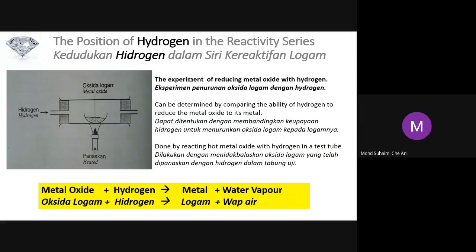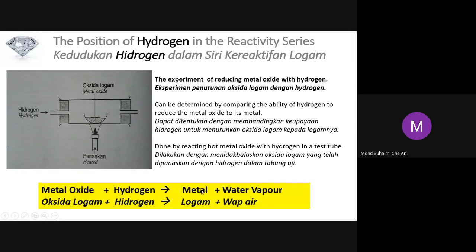Right? The same experiment is repeated but using hydrogen to replace carbon. So if you use hydrogen, hydrogen will react with the metal oxide. Hydrogen will steal the oxide from the metal. Hydrogen and oxide will form water. So you get water vapor.